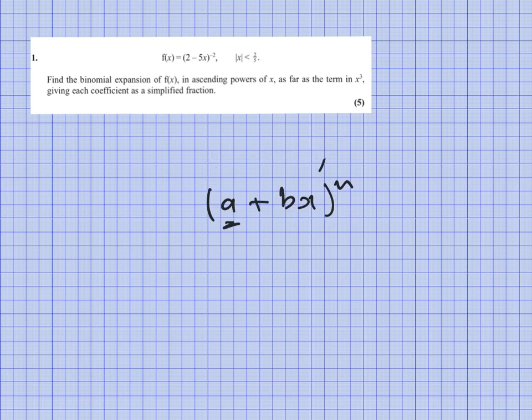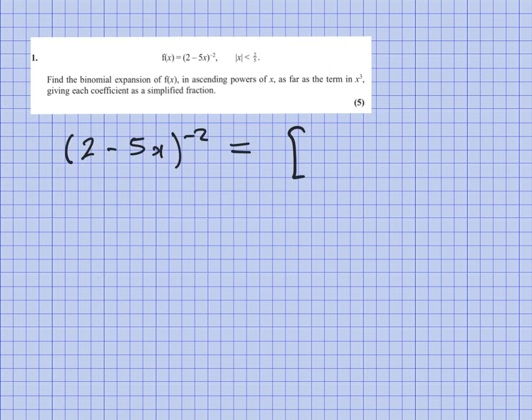So let's just have a little look at the question we've been given. We've got 2 minus 5x to the minus 2. Find the binomial expansion up to the powers of x cubed, so the first 4 terms. Okay, there is a nice straightforward little thing that we can do with this. We start by writing it out with 1 as the a value.